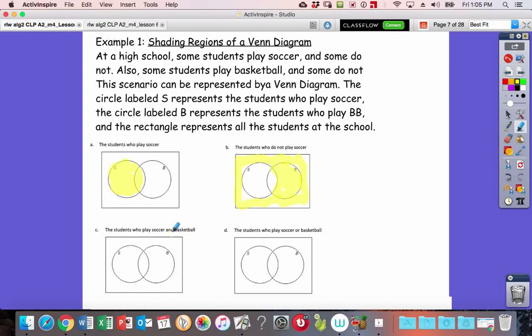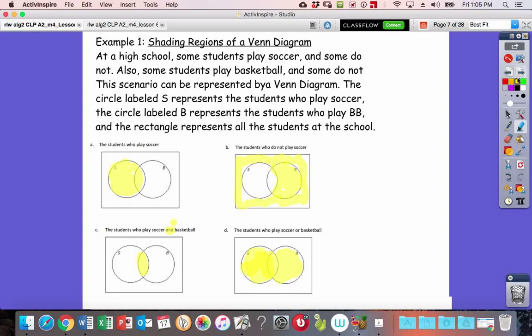Okay, students who play soccer and basketball, and here's that and guy. And means both of them have to be true, so it's where they overlap. Now, if you want to do an or statement, that means either one has to be true, and that one is going to be this. Everybody here in both the two circles.